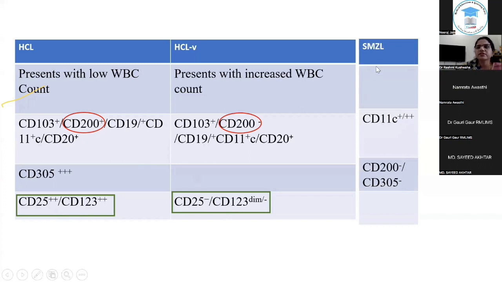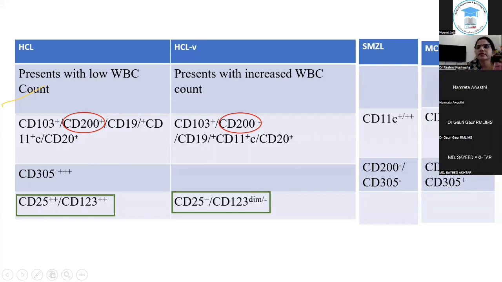Now, another category which presents with cells having fuzzy borders or bipolar cytoplasmic projections is splenic marginal zone lymphoma. In splenic marginal zone lymphoma, the cells are CD11c positive, very bright positive. Here also CD200 will be negative, so CD200 is negative in splenic marginal zone lymphoma as well as the hairy cell leukemia variant. Another very important marker, although we are not using it in our lab, is CD305. CD305 is very bright positive in hairy cell leukemia, whereas it is absent in splenic marginal zone lymphoma.